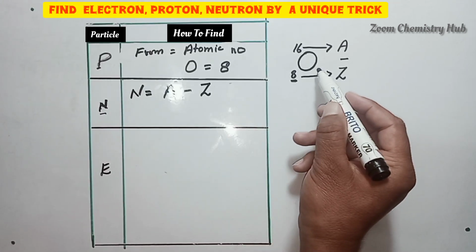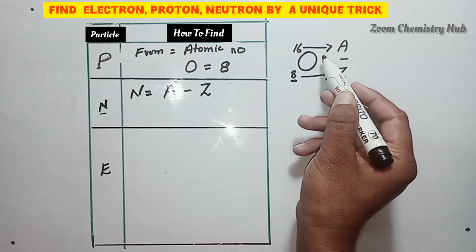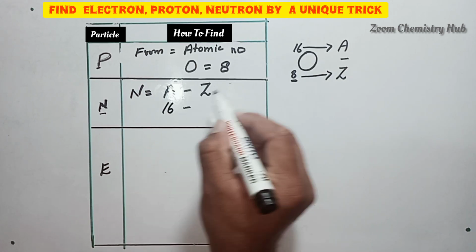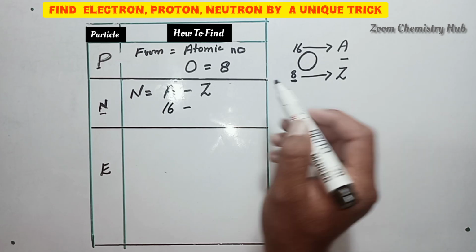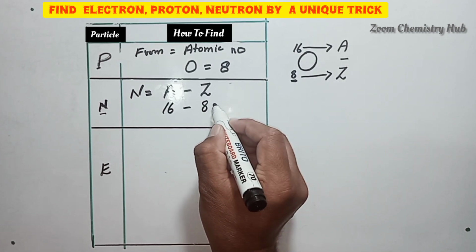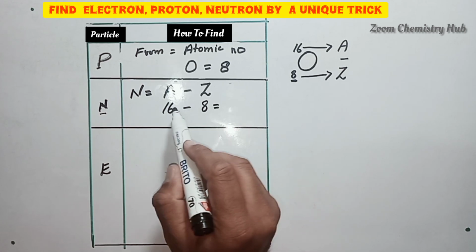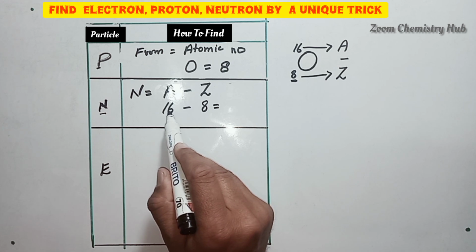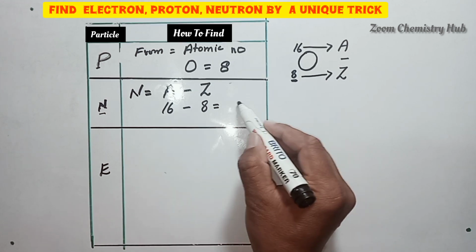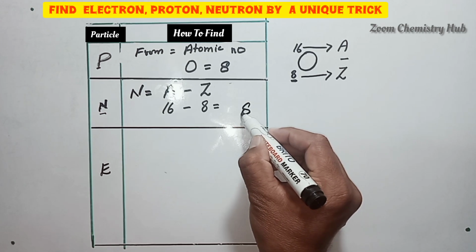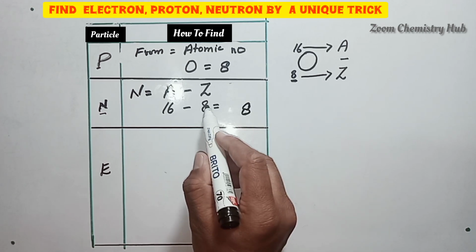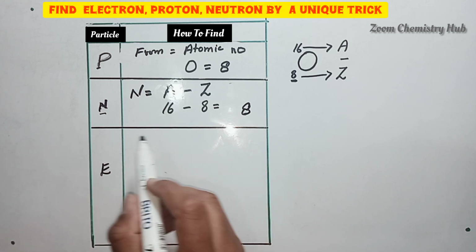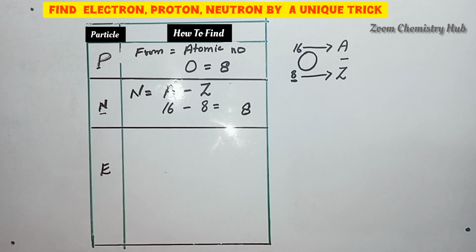And here we take the example of oxygen. So the mass number of oxygen is 16 and atomic number of oxygen is 8. So we subtract the atomic number from the mass number. Then we find the number of neutron. So here the number of neutron is 8 by subtracting atomic number from the mass number. So in this way we can find the number of neutron.